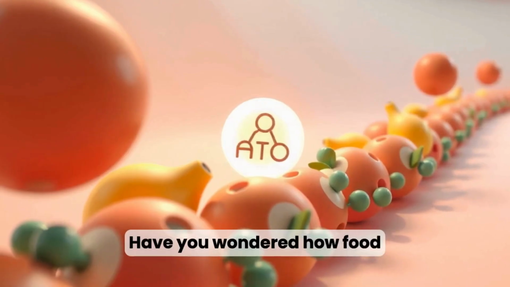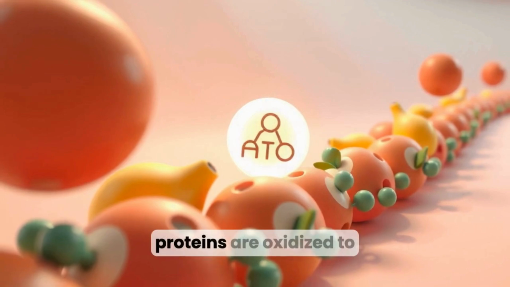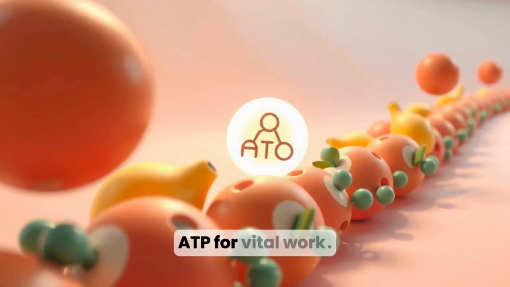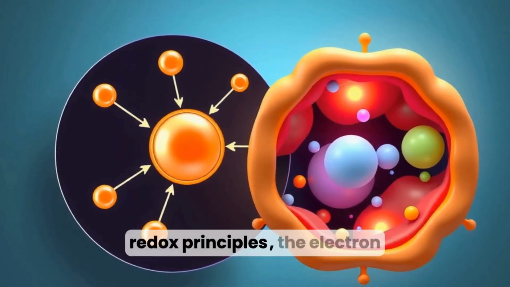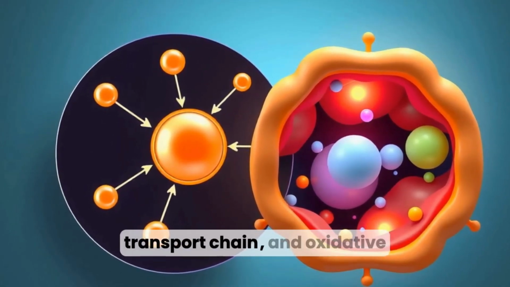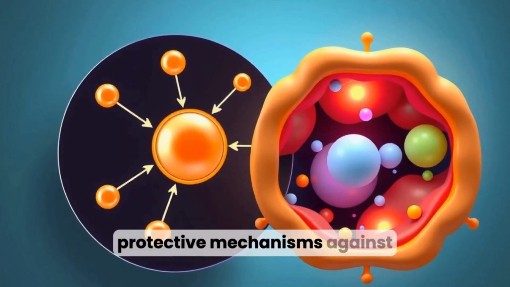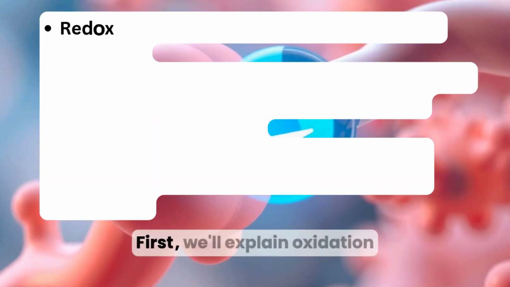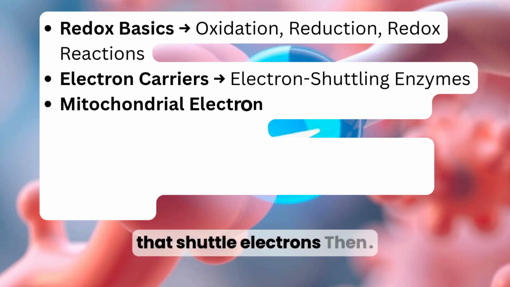Have you wondered how food becomes usable energy? Carbohydrates, fats, and proteins are oxidized to harvest electrons and generate ATP for vital work. In this video, we build a foundation: redox principles, the electron transport chain, and oxidative phosphorylation, plus protective mechanisms against harmful oxygen-derived molecules. First, we'll explain oxidation and reduction, and the enzymes that shuttle electrons.